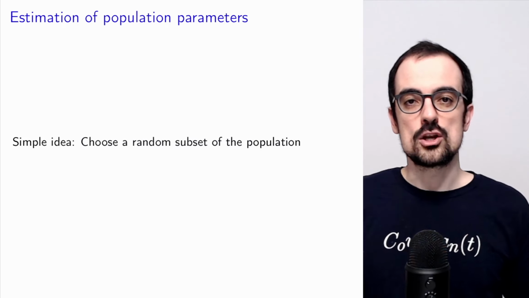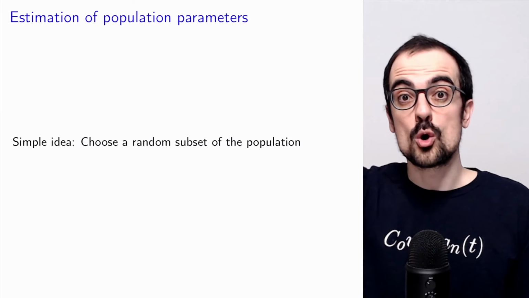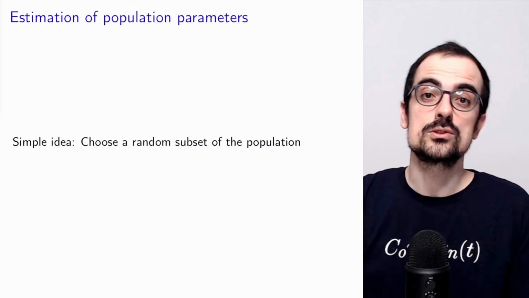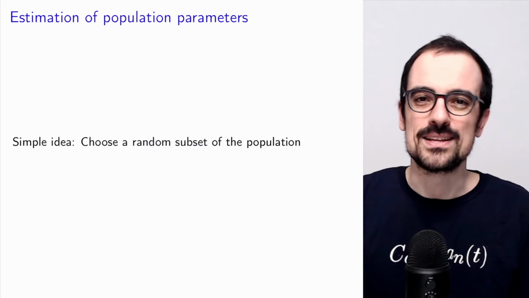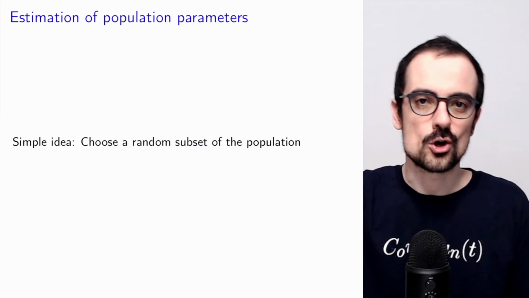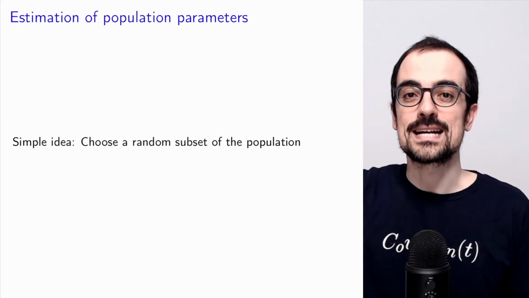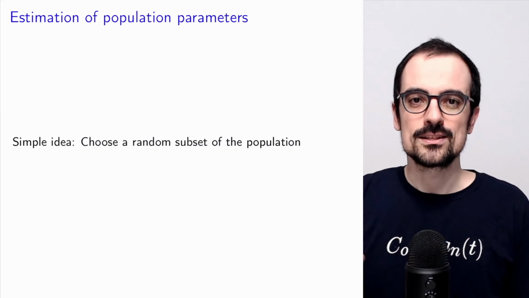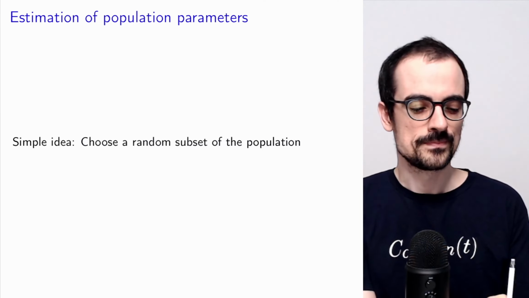So remember that the logic here is that we want to estimate a parameter that describes a whole population which is too large for us to measure each individual. For example, we want to estimate the average weight of the rats in New York. We cannot catch all the rats, but we can catch a subset of them. And that's exactly what we do. We catch a random subset chosen uniformly at random from the population and also independently at random.